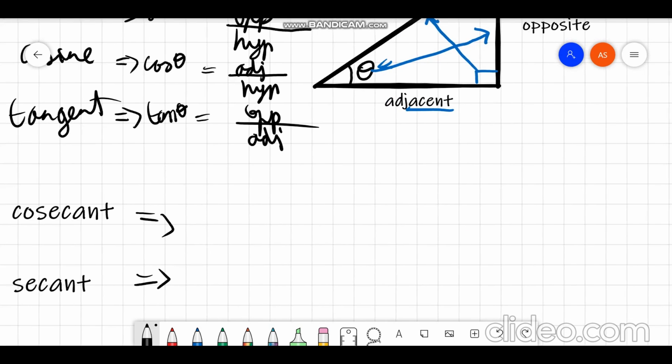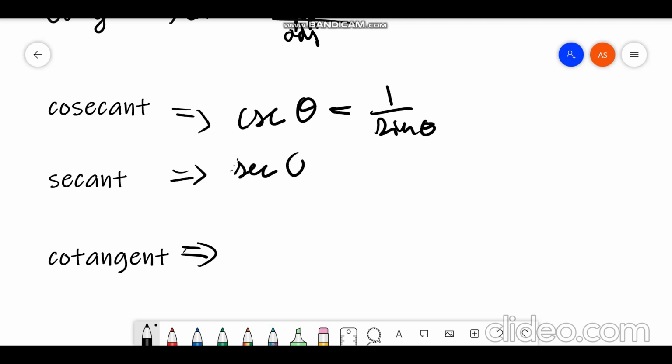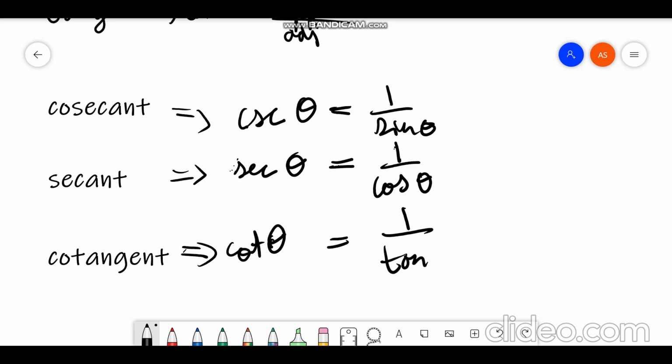Now let's look at these inverse ratios. First we have cosecant, which is cosec theta, which is just the inverse of sine theta. Secant can be written as sec theta, which is the inverse of cos theta. Then we have cotangent, which can be written as cot theta, which is the inverse of tan theta.